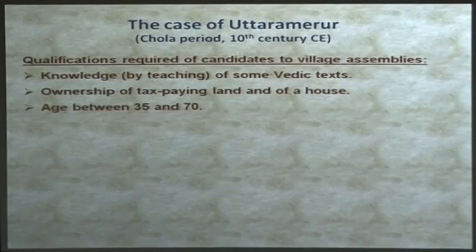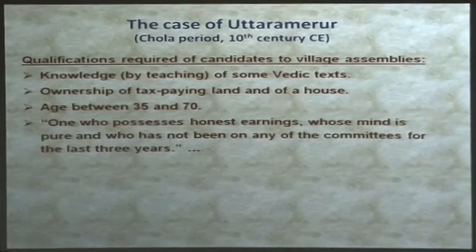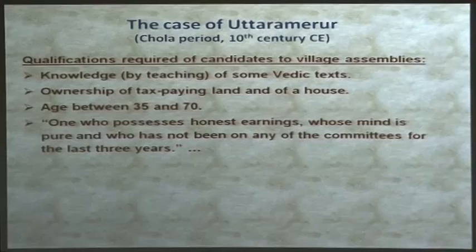So qualifications: they had to know by teaching, that is to say, they had to have been taught. It was not just that they had to have read some Vedic texts. And usually by this, many things could be meant, including even the Dharma Shastras. They had to have a tax-paying land and house. Now, this is interesting because it means that they had to have a certain minimum wealth, so that they would not be tempted, that is the idea. Age between 35 and 70, well, there's been a bit of discussion recently in the country about what should be the limit for the age of our politicians. So maybe, I don't know, we could draw inspiration from such inscriptions. One who possesses honest earnings, whose mind is pure, and who has not been on any of the committees for the last 3 years.